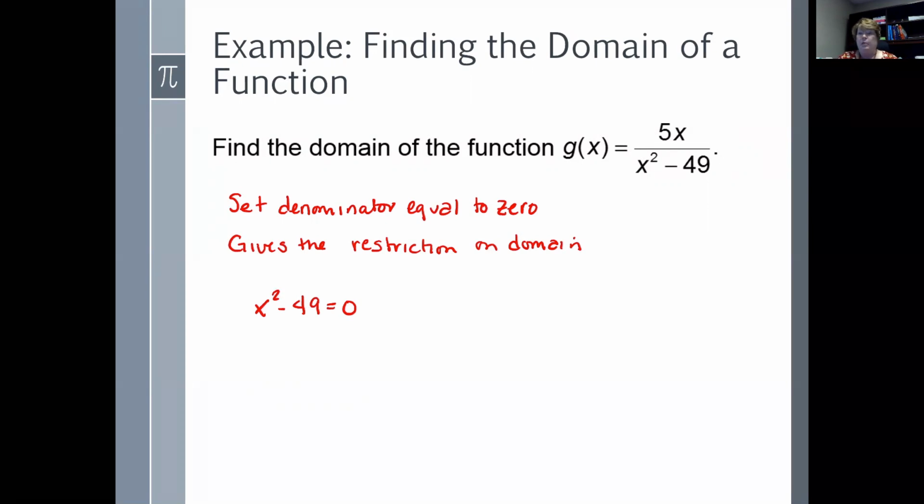So how do I solve a quadratic equation? You have 3 different methods that you can use to solve a quadratic equation. You could factor this. It is factorable. You could use the square root property. That works very well for this type of quadratic equation because it has no term that contains an x. And we could use the quadratic formula if we were so inclined. I'm going to use the square root property because it works very well for this. To use the square root property, I'm going to add 49 to both sides.